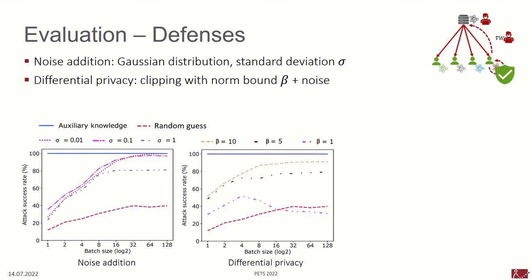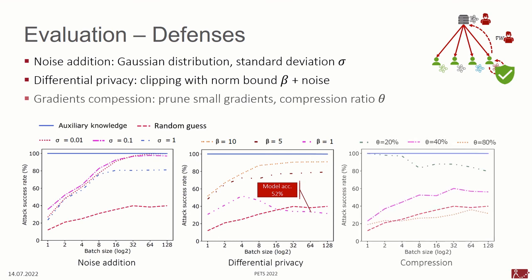However, this defense also led to a remarkable drop in the model accuracy from 93 to 52. Finally, we tried a gradient compression technique where the small gradients are pruned to zeros with different theta ratios. We see that theta 80% can mitigate our attack while maintaining a high accuracy of 92. We conclude that this defense is effective against our attack.